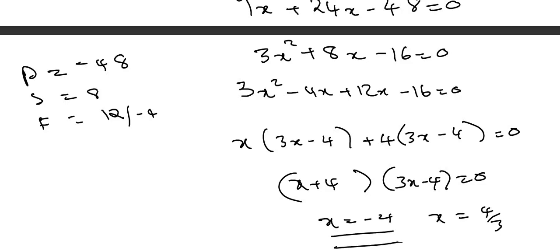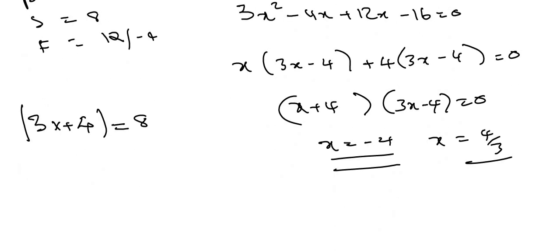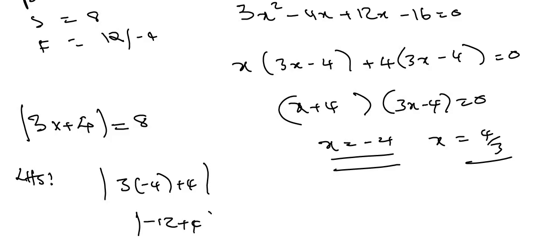Once you get your two answers, you don't accept them as your final solutions. You have to test them back in the original expression. The expression was saying when we put something here, we should always be getting 8. So we're just testing. If we put negative 4 here, the left-hand side, 3 and negative 4, then plus 4, will give us negative 12, then plus 4. This is going to be negative 8. This is 8, right? Yes.